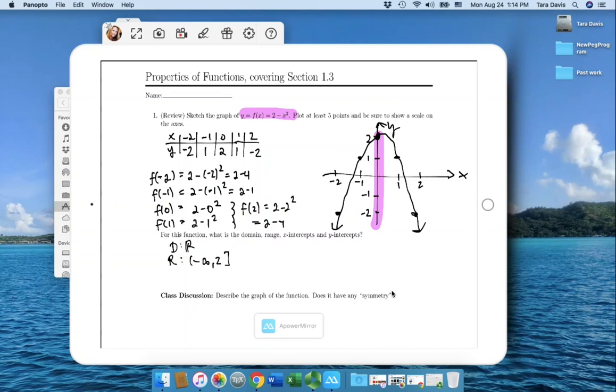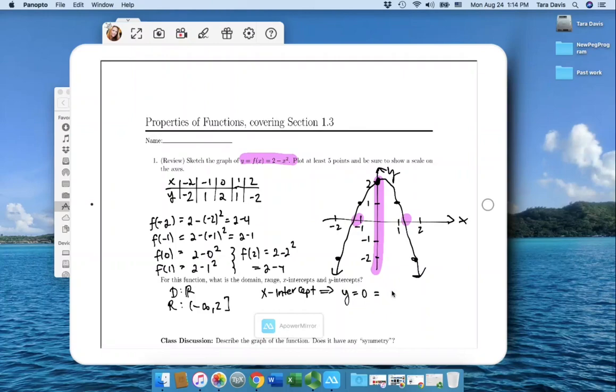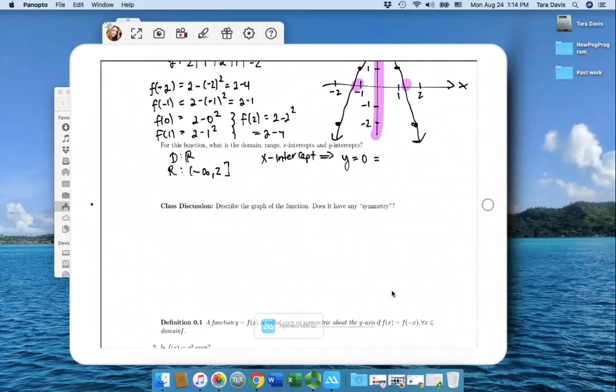So in terms of the x and the y-intercepts, I can kind of see the x-intercepts here and here. I can guess that it's some number between like 1 and 1.5. But if I really want to know what it is exactly, I need to solve the equation. Remember, the x-intercept is the value of x for which y equals 0. So I want y equals 0. And at the same time, y is equal to 2 minus x squared. So I'm going to solve 2 minus x squared equals 0 for x.